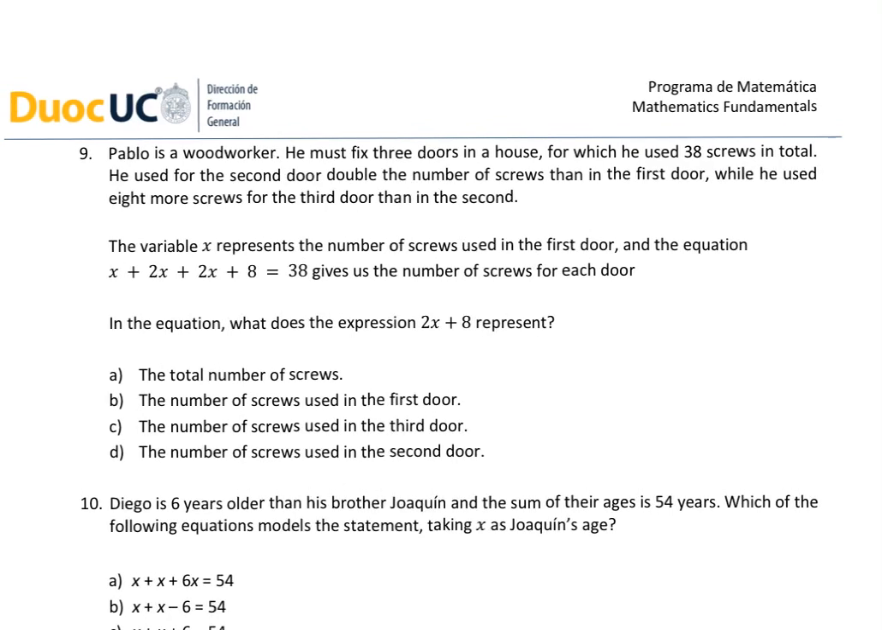So, first door. Second door. Third door. Read the question. The variable x, they say, represents the number of screws used in the first door. So, in the first door, he used x. They told you, for the second door, he used double the number of screws. So, what is double x? Double x.